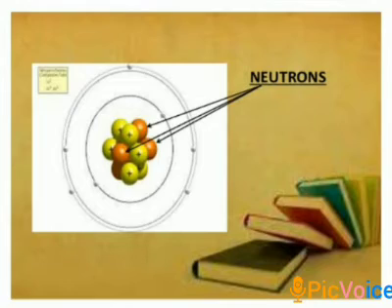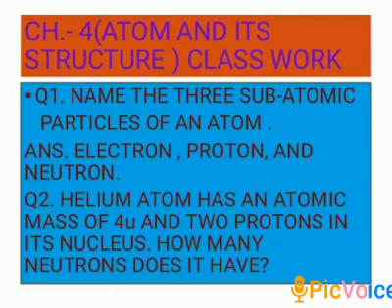Okay. Now, students, come to the classwork of chapter 4, Atom and its structure. Let's move to the question and answer. Question first. Name the 3 subatomic particles of an atom. The answer is electrons, protons and neutrons. These are the 3 subatomic particles of an atom.